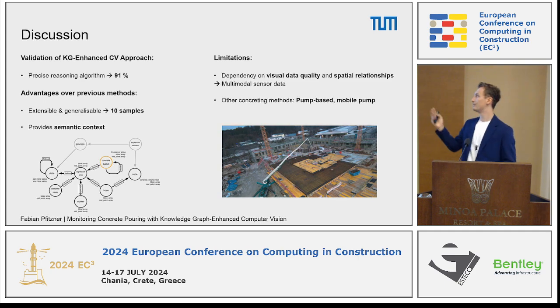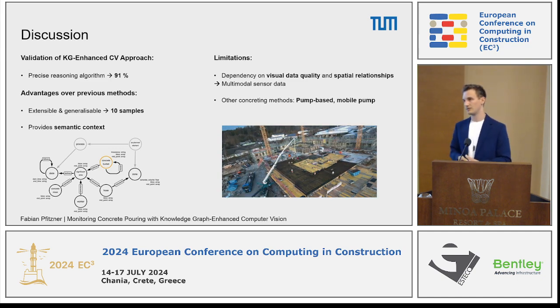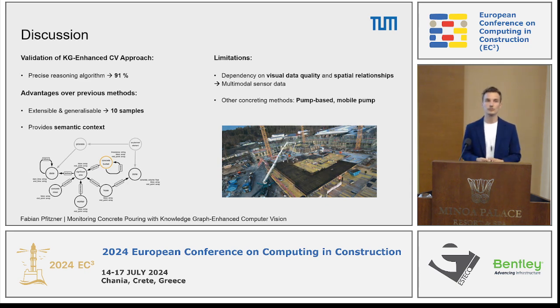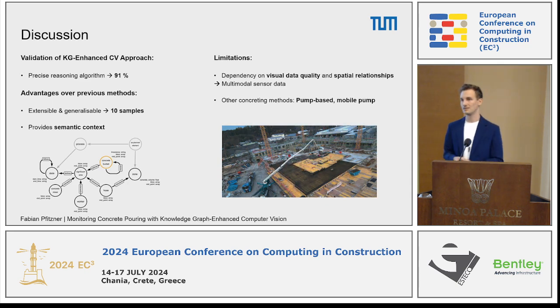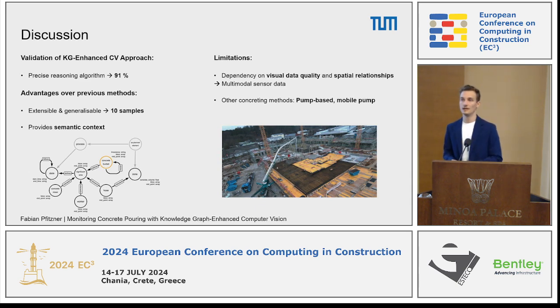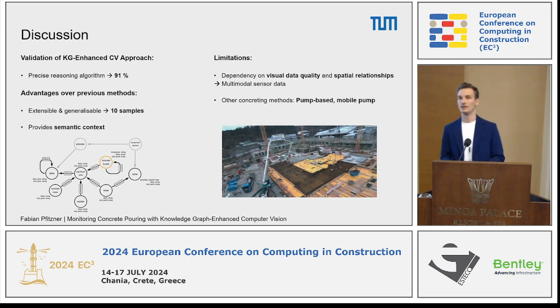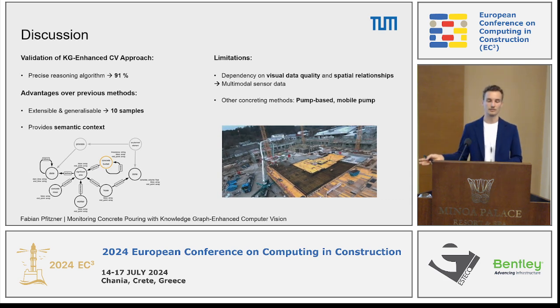With this method, we are currently focusing on visual data, depending on visual data quality and spatial relationships. And as I was already telling, there are some occlusions happening and sometimes misdetections. In future, we believe a multimodal sensor data approach is necessary to overcome these limitations. But again, the knowledge graph provides enough flexibility to integrate data from other sensors.